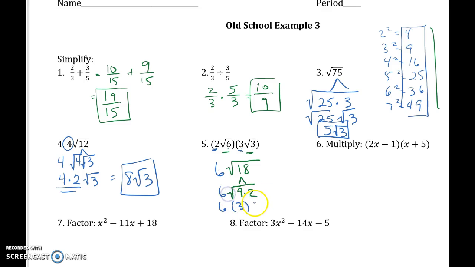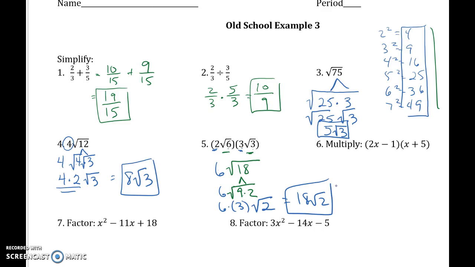And what is the square root of 2? I don't know. So I'm going to recopy the square root of 2. So now what does this turn into? Well, you've got a 6 times 3 on the outside, and you've got a square root of 2 in the back. And that's what that will become.